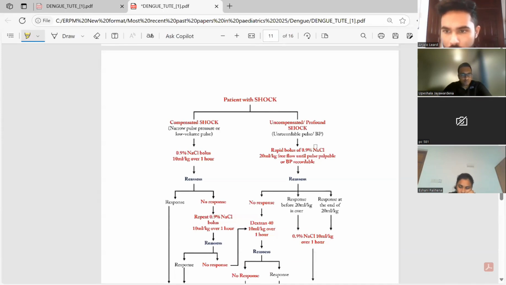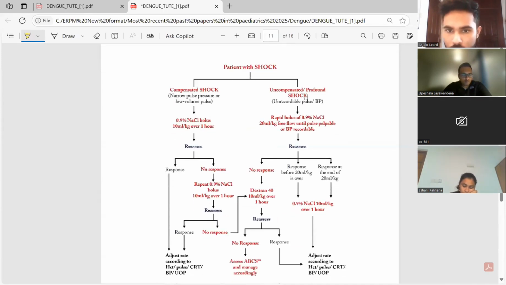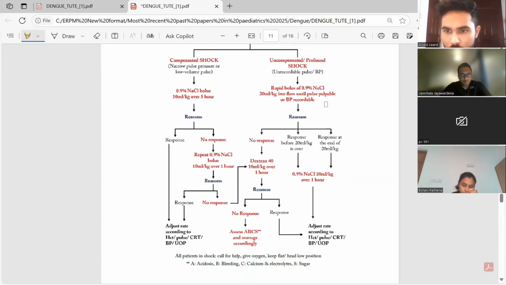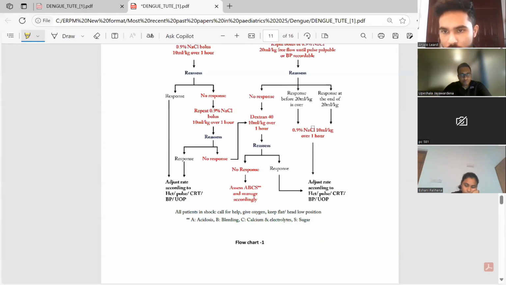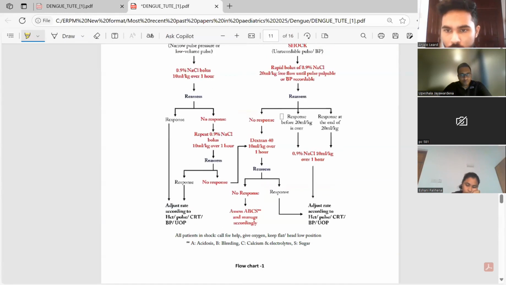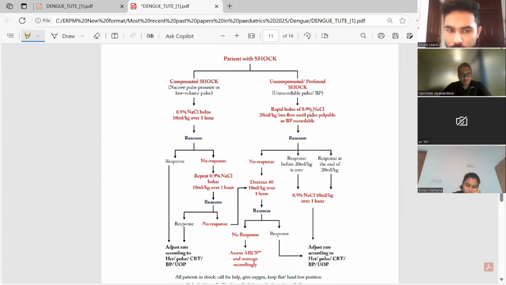Decompensated, or uncompensated, profound shock. That means what? Unrecordable pulse, low blood pressure. Then what do you do? You go for a normal saline rapid bolus, not over 1 hour, right? Rapid bolus, and then if that doesn't work, you go for dextran straight away. Is that clear? So that's what you do in case of decompensated shock and compensated shock.